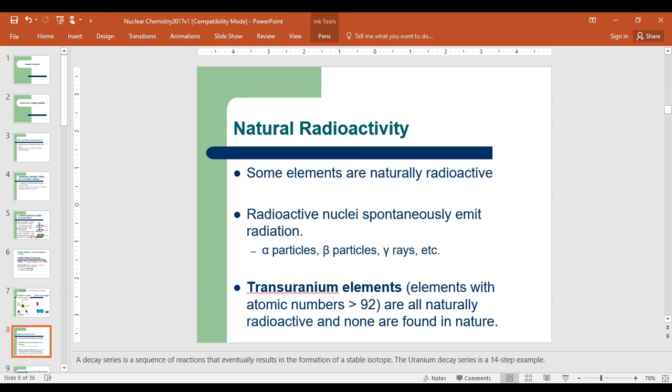So when we look at elements on our periodic table, some elements are very unstable. They're going to be naturally radioactive. They will spontaneously decay to emit either alpha particles, beta particles, or gamma particles. Transuranium elements at the very bottom of our periodic table have atomic numbers greater than 92, and these are naturally radioactive, and none of these are going to be found in nature as a result.